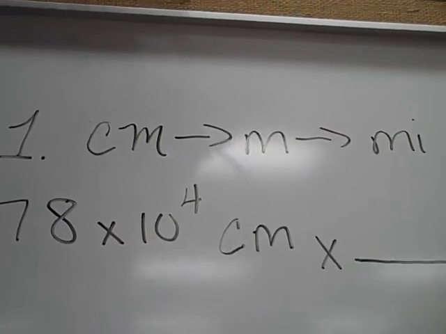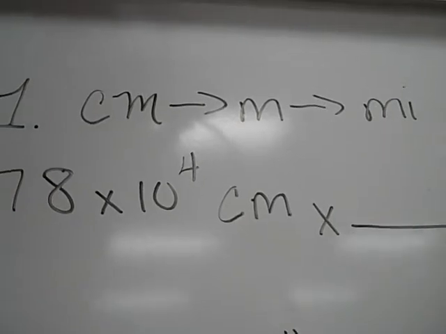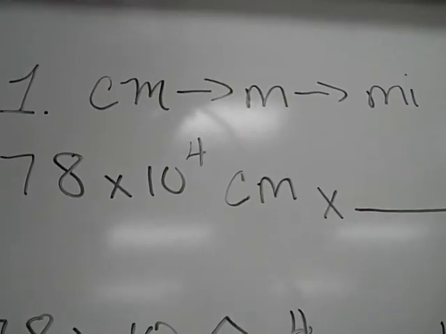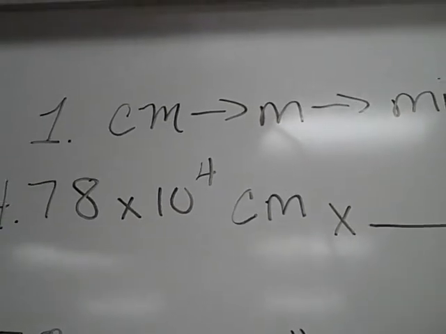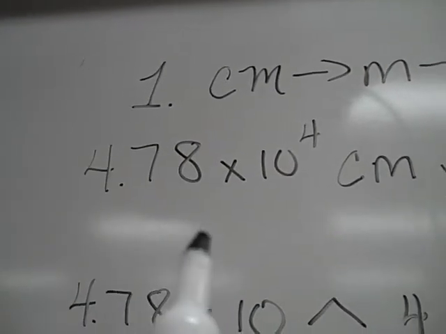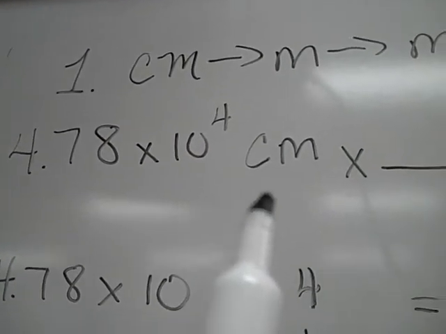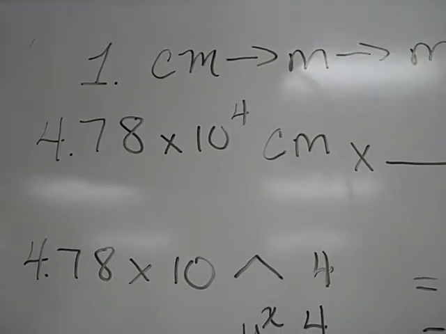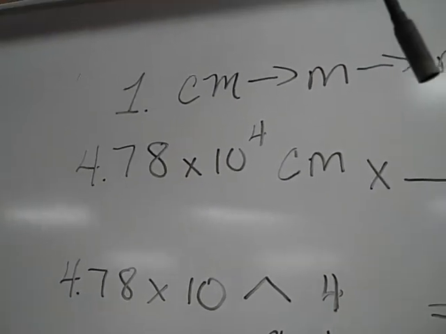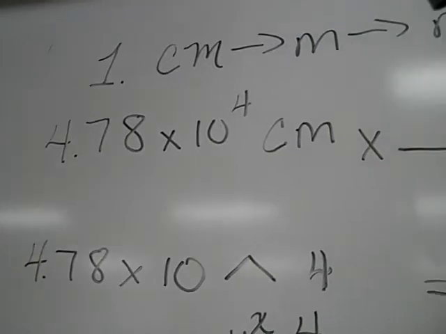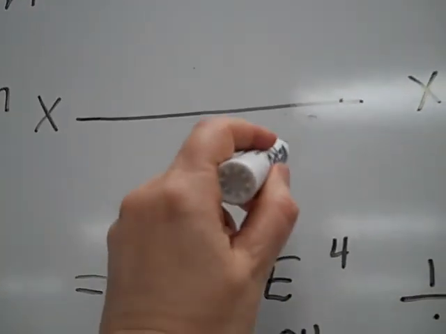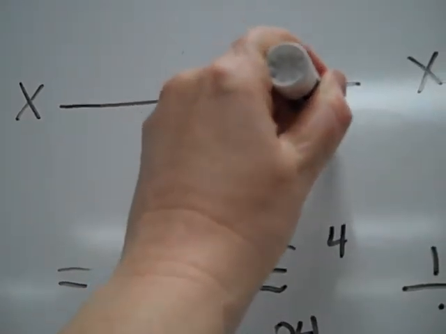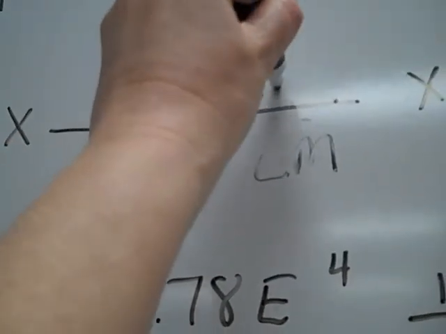And I'm going to do it all in one long step because that way I save time and I don't run the risk of copying down a number incorrectly. We'll start with our 4.78 times 10 to the 4 centimeters. That's the value that's by itself that we're trying to convert into miles. I need to get out of centimeters and into meters. To do that, I will put the unit centimeters on the bottom and I will put the unit meters on top.